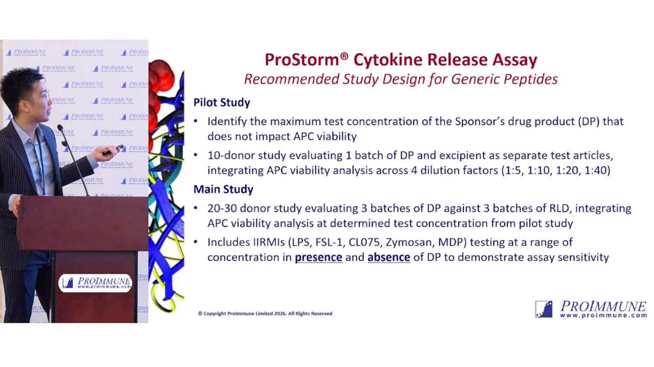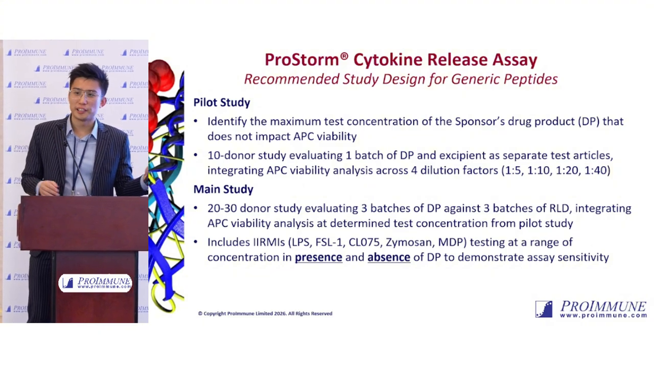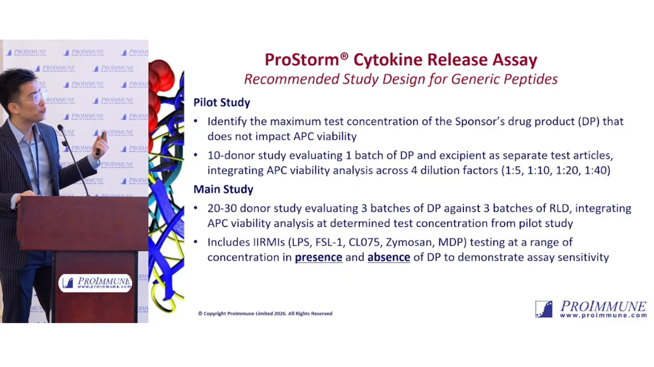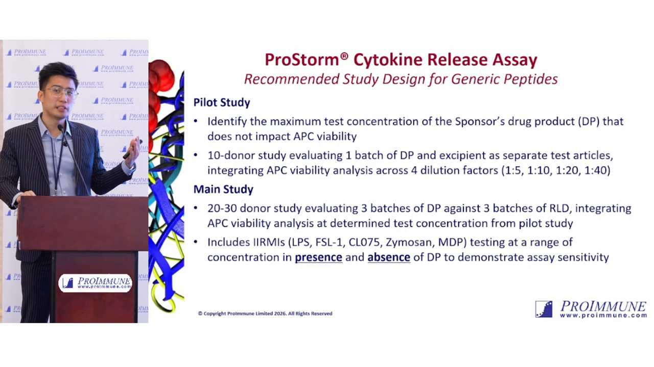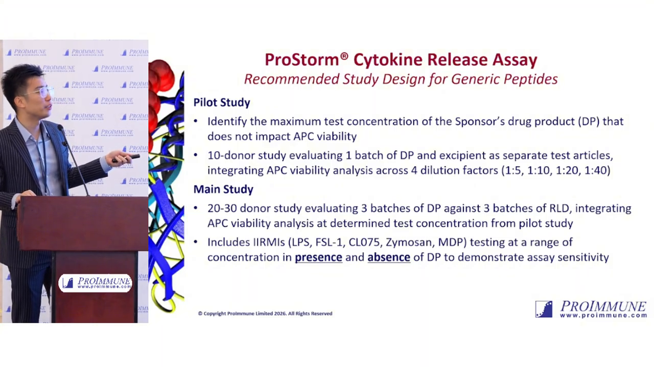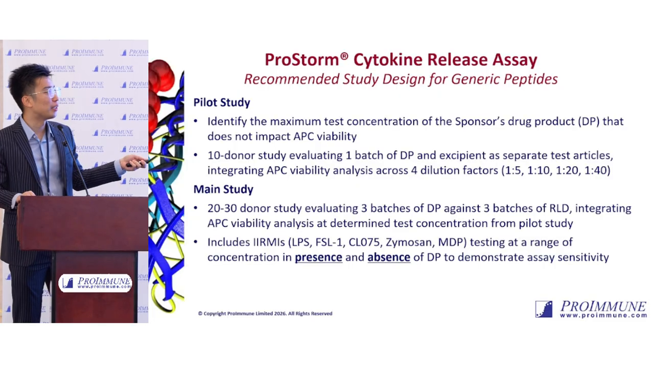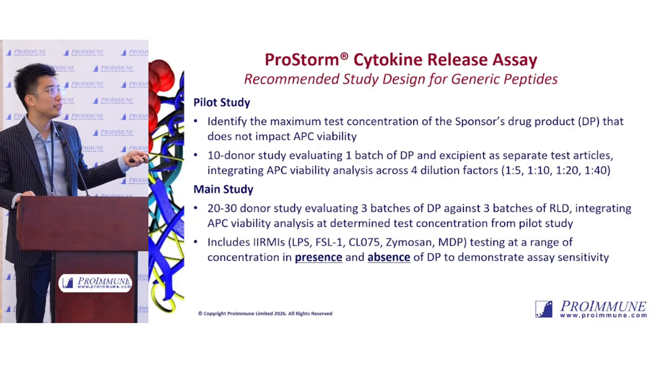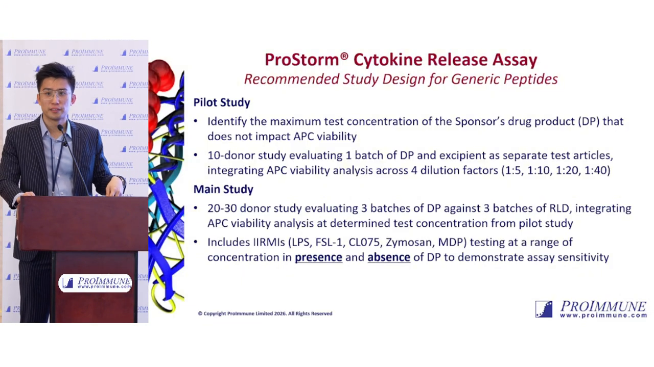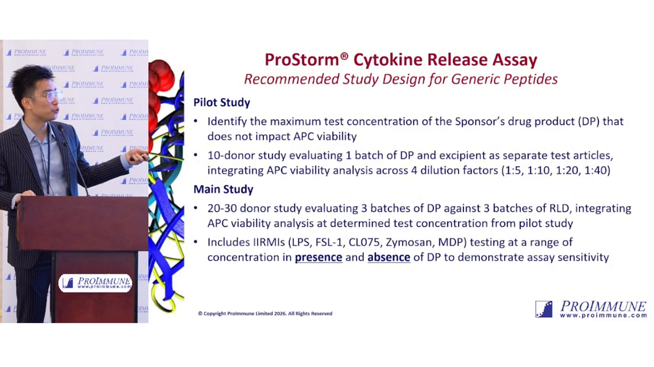So here is a pilot study where we recommend just a 10 donor study, because it's just a dose finding experiment. It's nothing serious, so we recommend a small study. And we just have to test one batch of your drug product to see what would be the optimal concentration. In this case, the concentration is based on the dilution factor from the stock concentration of your drug. So here we are talking about a 1:5 dilution. In this case, it's basically 1 part of your drug in 4 parts of blood, leading to 1:5. So 1:10 means 1 part of your drug to 9 parts of the blood, and so on and so forth.